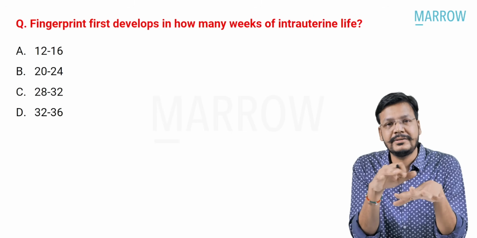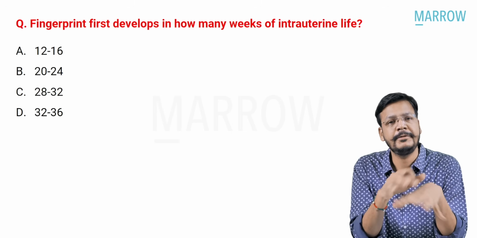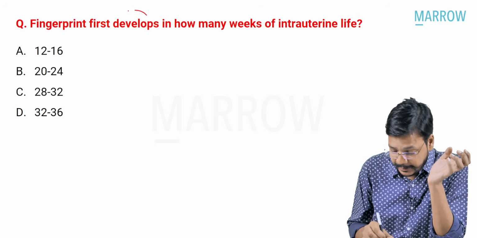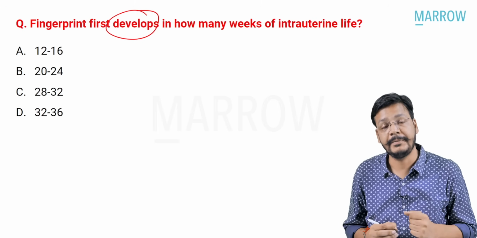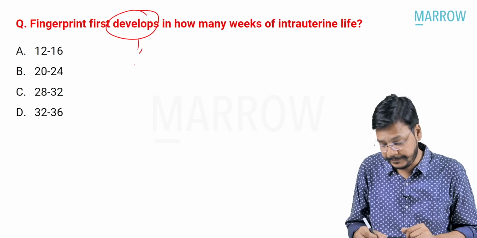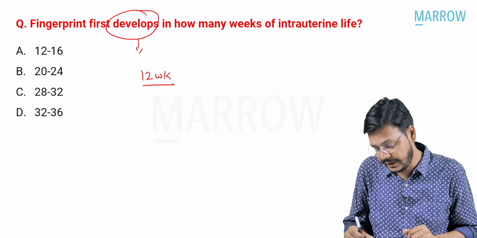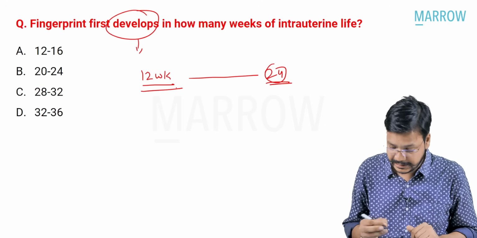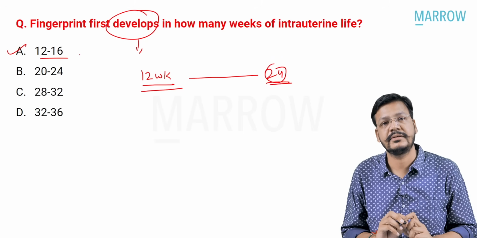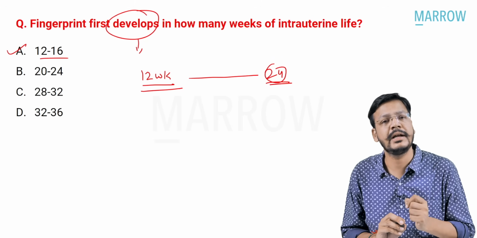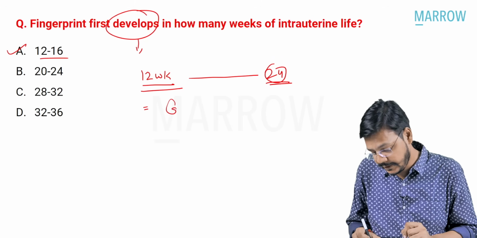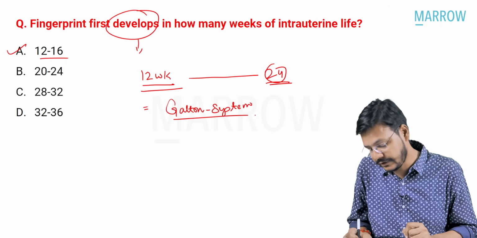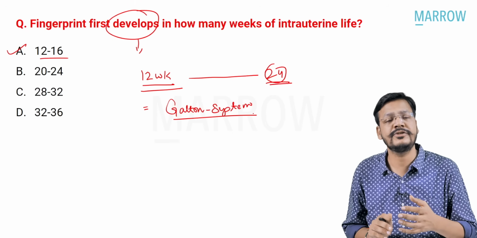Now, sir, as I discussed in Marrow MCQ classes and rapid revision classes, this is my most anticipated question: when do fingerprints develop in intrauterine life, in fetal life? Sir, it starts developing at 12 weeks to 16 weeks and completes around 24 weeks. The best answer: it starts developing in 12 to 16 weeks. It is the best method for criminal identification. Fingerprint is also known as the Galton system.